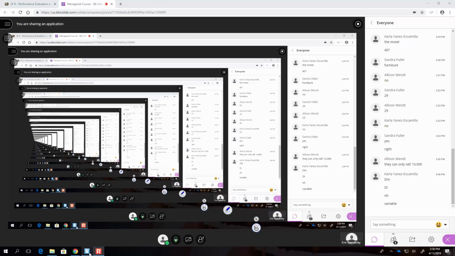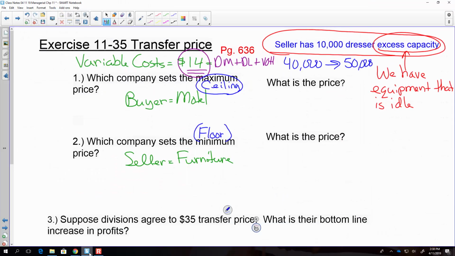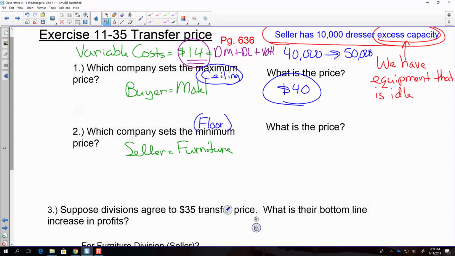What's the max that the buyer is willing to pay? Excellent. Very good, Allison. Yep, $40. So let's put that in. That's the max price. Now, since we have an excess capacity, we have the ability to sell our 10,000 units to the motel division, and therefore 40 is not the floor anymore, it's actually 14.